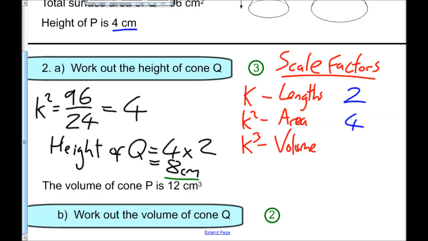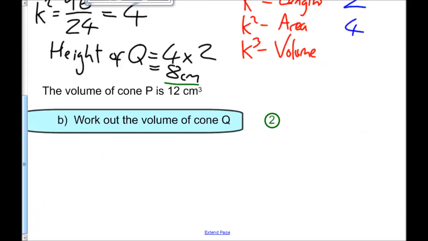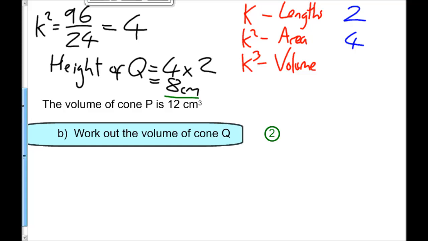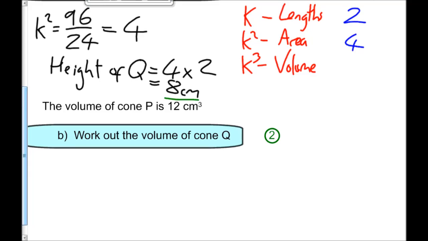Right, now the second part we have here, let's stay on the page. Now we're talking about volume, so we're going to need to find K cubed. The volume of cone P is 12 centimeters cubed. That was the smaller cone, so we're now looking for the bigger one. There are only 2 marks for this question, and there's not a lot to it, because have a look up again at our scale factors. Now we need to find K cubed. That's just going to be 2 to the power of 3.